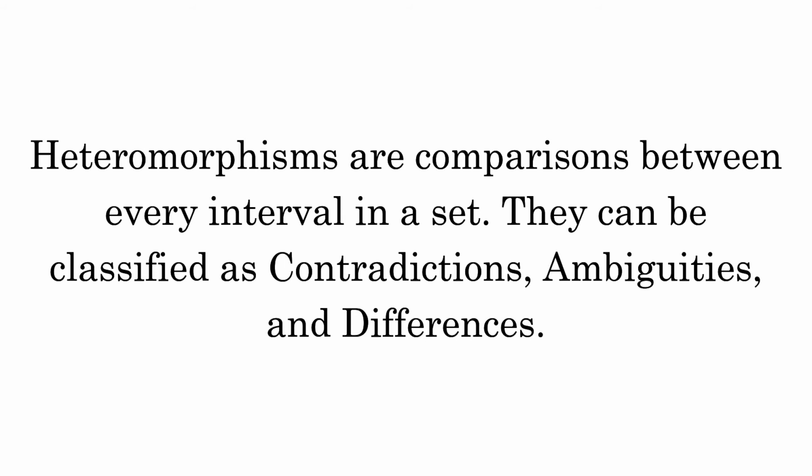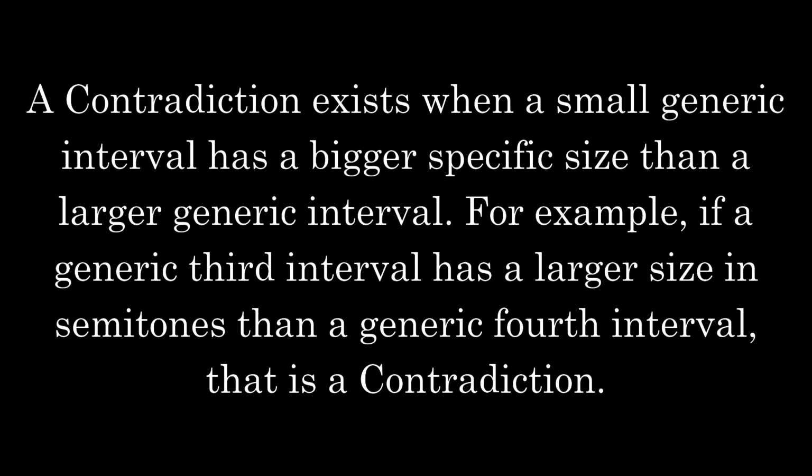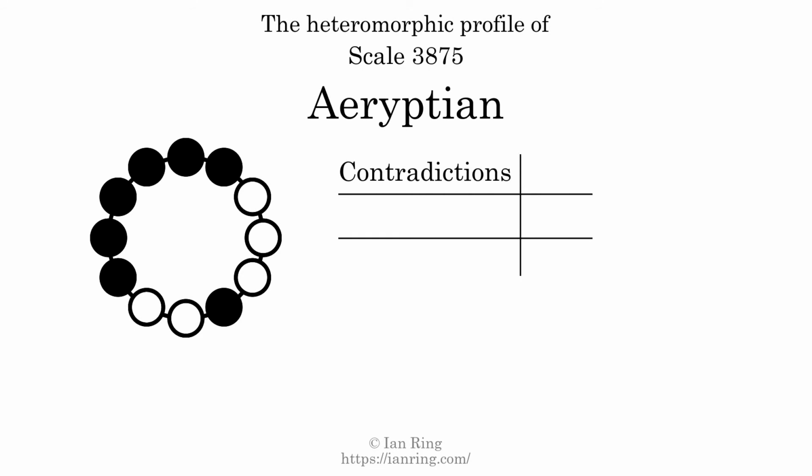They can be classified as contradictions, ambiguities, and differences. A contradiction exists when a small generic interval has a bigger specific size than a larger generic interval. For example, if a generic third interval has a larger size in semitones than a generic fourth interval, that is a contradiction. The number of contradictions in this scale is 67.